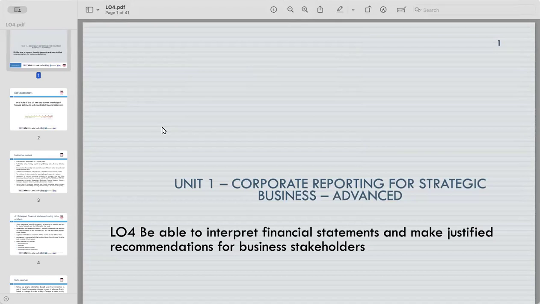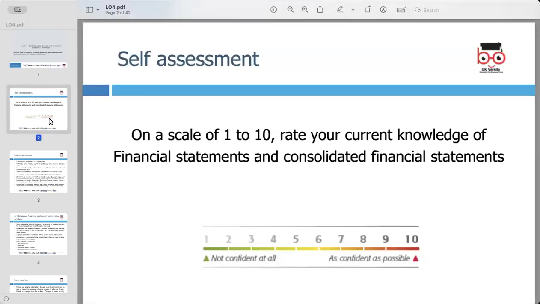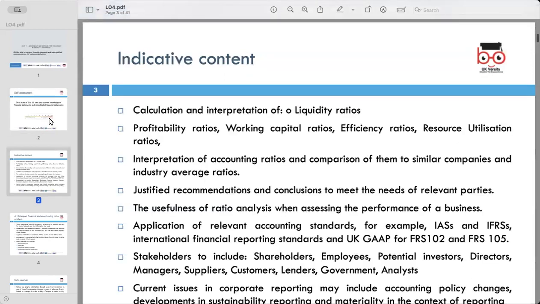Today we will discuss learning outcome 4: be able to interpret financial statements and make justified recommendations for business stakeholders. Welcome to Corporate Reporting for Business Strategic. Self-assessment: you can check your knowledge on a scale of 10. Rate your current knowledge of financial statements, 1 for not confident at all and 10 for as confident as possible.